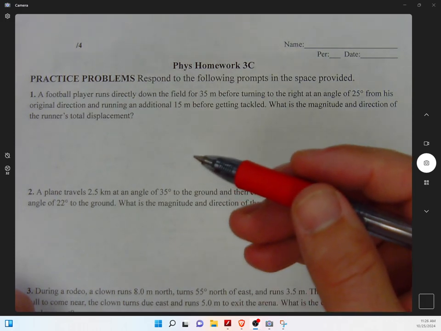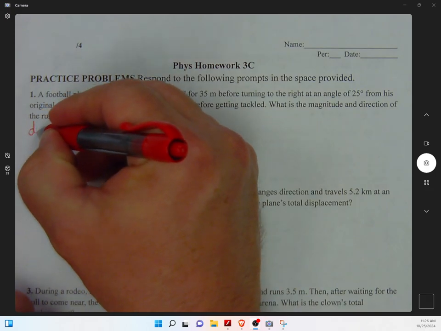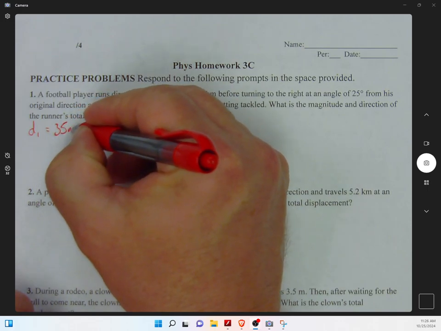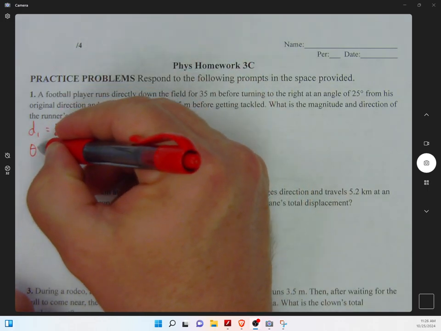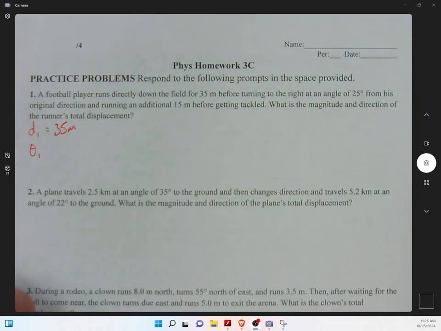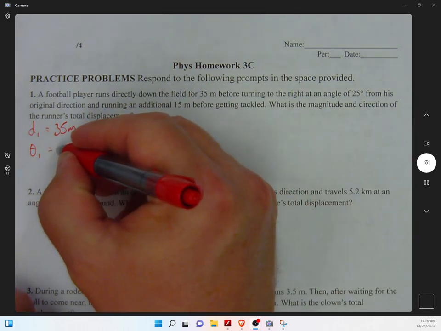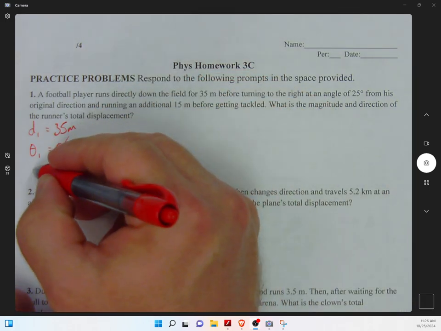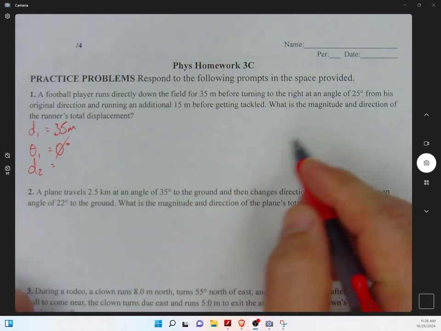So, a couple things that we know. We have our first displacement, 35 meters. Now, our first angle here is just 0 degrees. It's our point of reference. Okay?